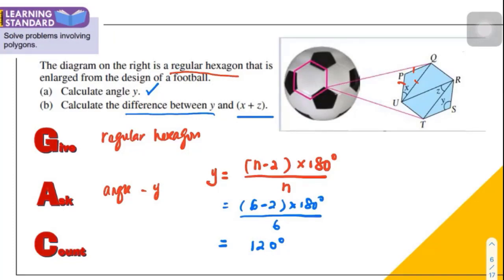Actually we have this already. When we know the hexagon, the angle is 120, 120 here for y. Actually all the interior angles here are 120. You agree? Yes, all the red ones are 120. But now the question asks us to find x. Now we want to find the x.